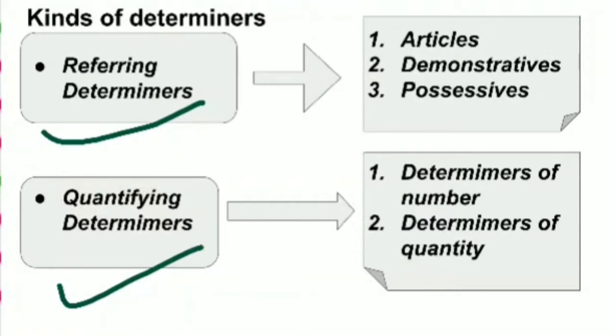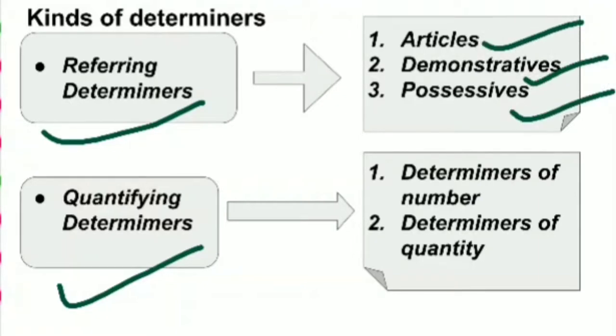Referring determiners show who or what the noun is pointing to or talking about, which particular noun we are talking about. So the determiners point directly towards that particular noun. Now these referring determiners are further categorized into three parts: articles, demonstrative and possessive determiners.